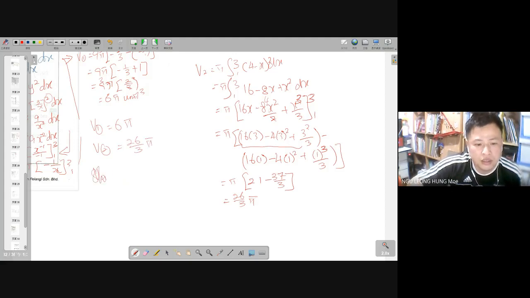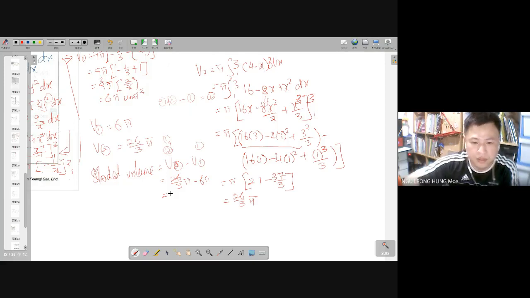Then the shaded volume is, okay, volume number 2 minus volume number 1, where volume number 2 includes equation number 1 and number 2, and volume number 1 is only equation number 1 now. So if 1 plus 2 minus 1 equals area number 2, then we get 26/3 pi minus 6 pi. We'll get 8/3 pi. Okay, 8/3 pi.